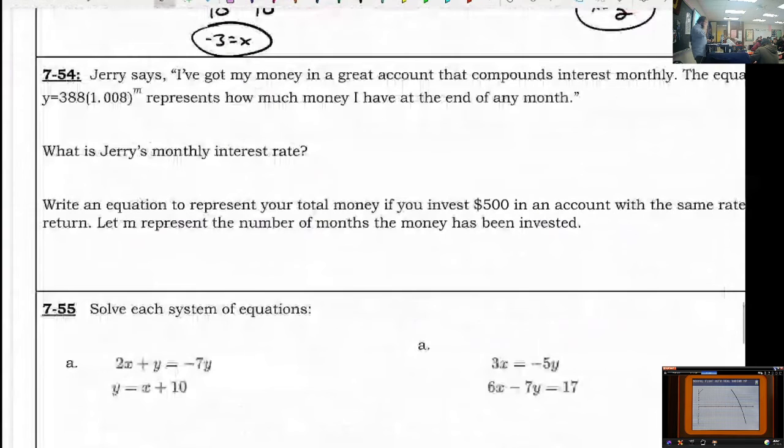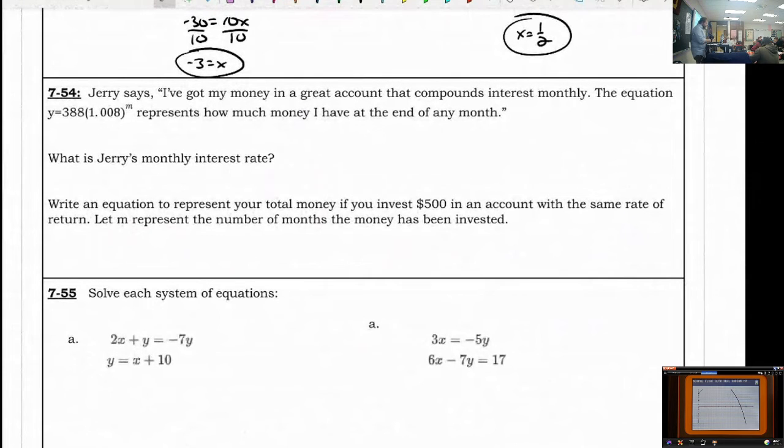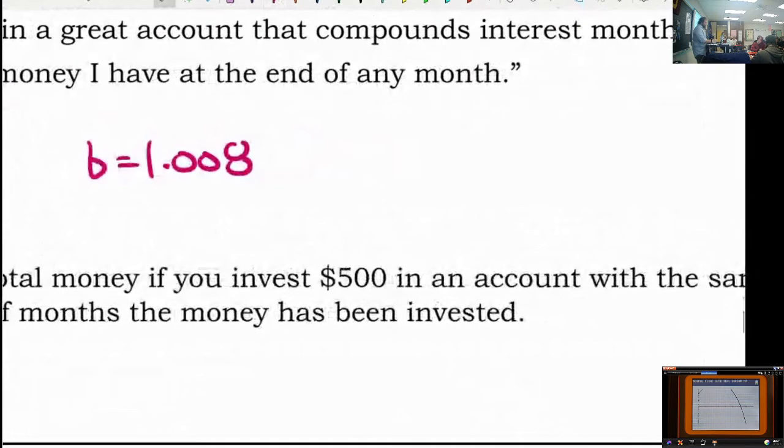754. Jerry says, I got money in my grade account that compounds interest monthly. The equation y equals 388 times 1.008 to the nth represents how much money I have at the end of any month. What is his monthly interest rate? That's just asking what b is. It's 1.008. Well, that's not quite the answer to the question. The multiplier is 1.008, but just like that question on the quiz that threw some people for a loop, what's the percent growth that we're talking about here?